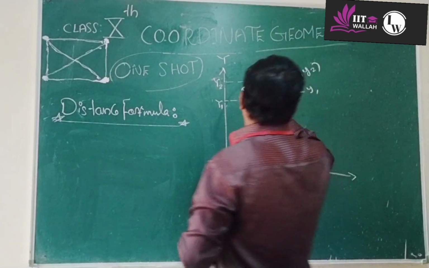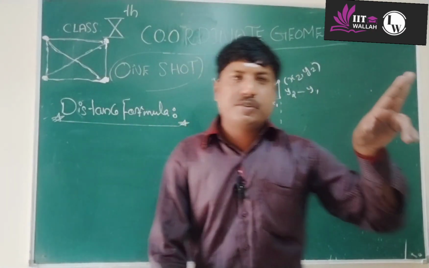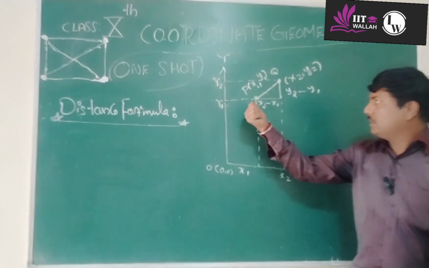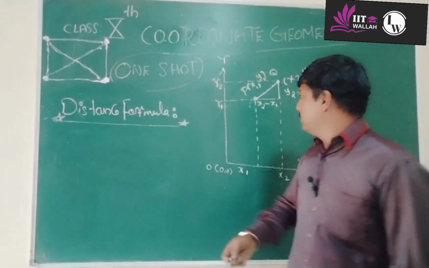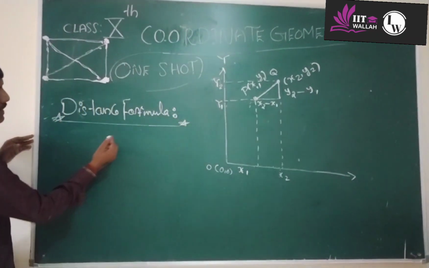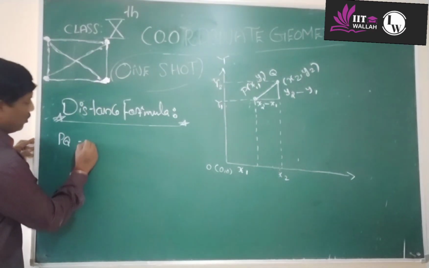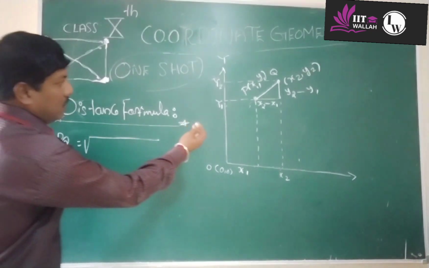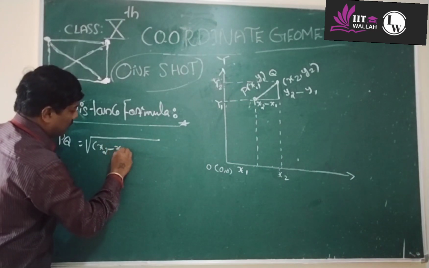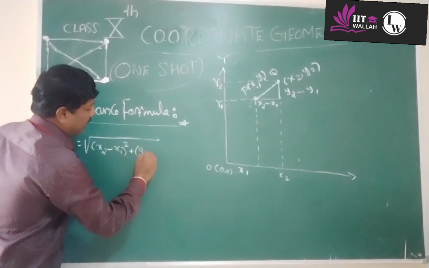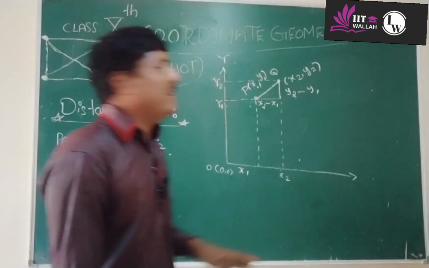So the length of the hypotenuse gives us the distance between P and Q. Understood? Using the Pythagoras theorem, PQ is equal to root of base square plus height square. That means root of x2 minus x1 whole square plus y2 minus y1 whole square. Got it? This is the distance. Very simply you can understand.